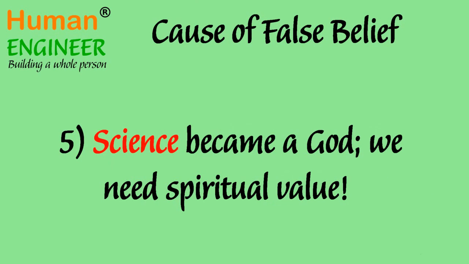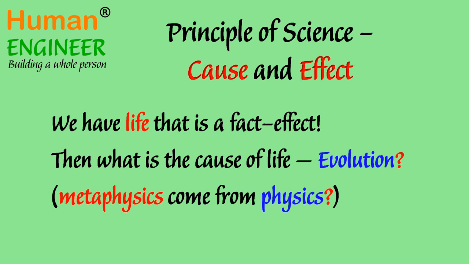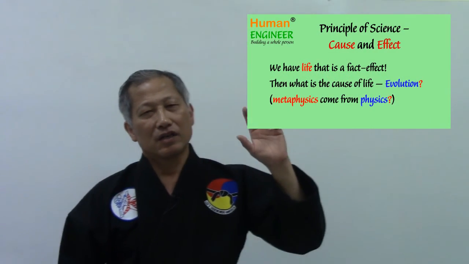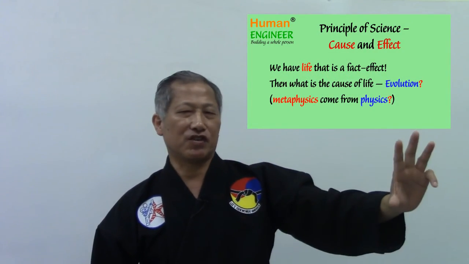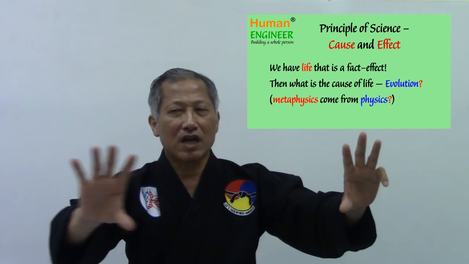Now, a fifth one: science has become a God. We need spiritual value. The principle of science is cause and effect. Then here is a simple question. We have a life, which is a fact. Then, what is the cause of life? Are you going to say evolution? Are you saying metaphysics comes from physics? What kind of logic is this?